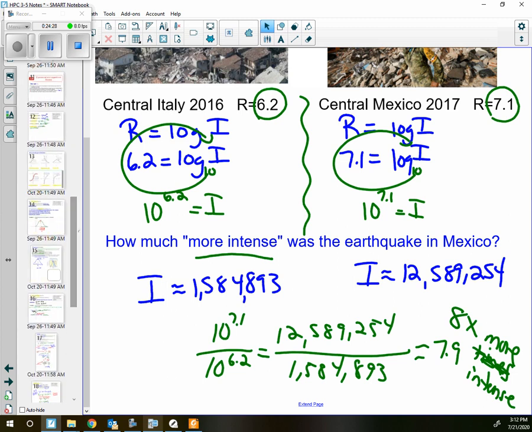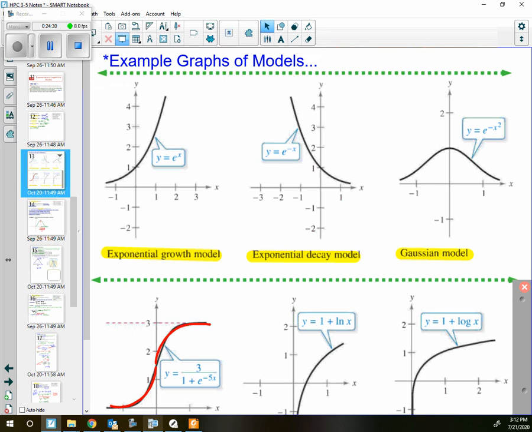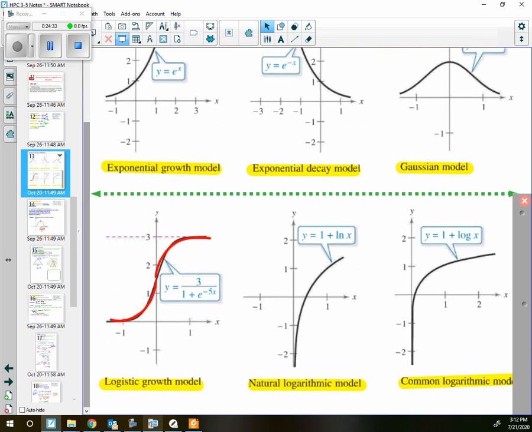All right, so we talked about these last models then today. We talked about Gaussian, and we talked about logistic and natural and common logs, being able to work with them and model real life situations.